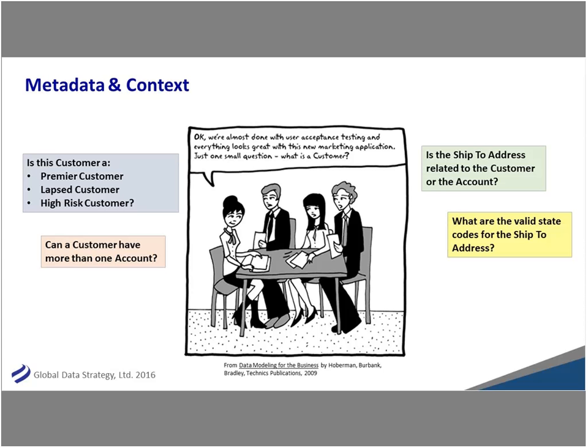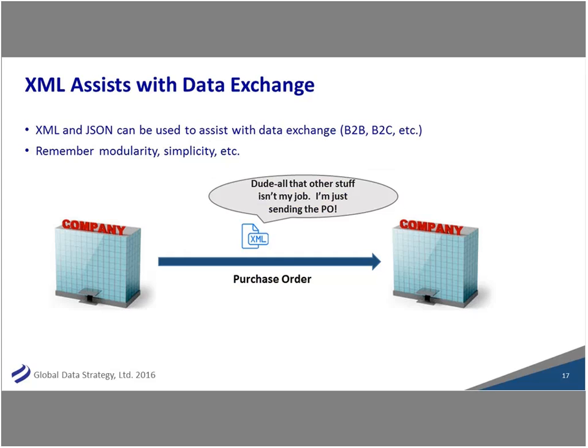So you can see some examples. Can a customer have more than one account? What kind of customer is this? Do we assign the ship-to address to the customer, or is that assigned to the account? All these things, valid values, that's not going to be in your XML file. You can almost see the XML file rolling its eyes. Dude, that stuff isn't my job. I'm just sending the purchase order.